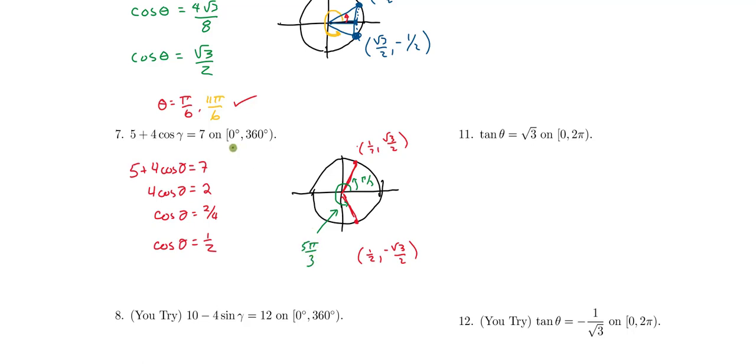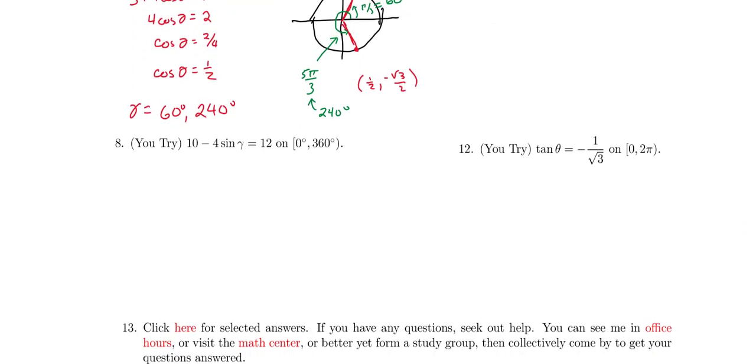Now careful here though, folks. I didn't ask you to do this on 0 to 2 pi, so that's the same thing as 60 degrees. And this is the same thing as 240 degrees. And so our two answers to this problem are gamma is equal to 60 degrees and gamma is equal to 240 degrees. So what I'd like you to do is go ahead and pause the video and try number 8. I'm not going to give you the answer at the end of this video to number 8, so go ahead and just try it on your own and then let me know if you have any questions.